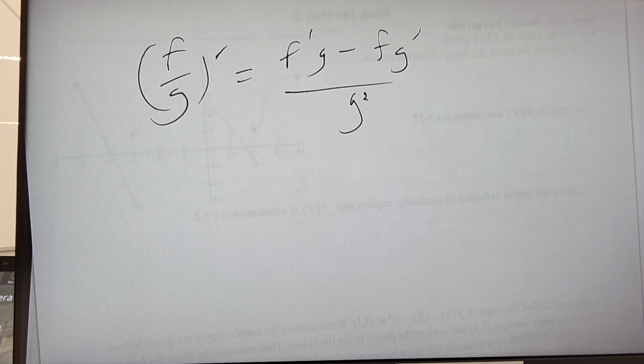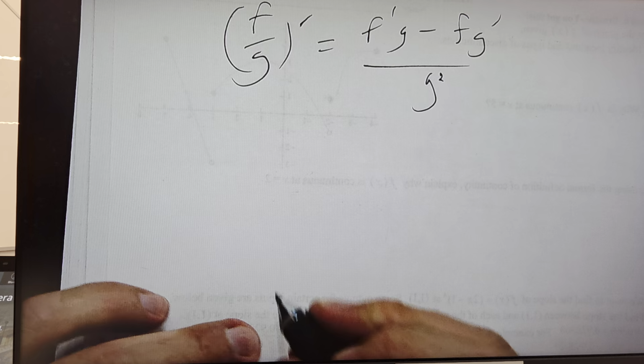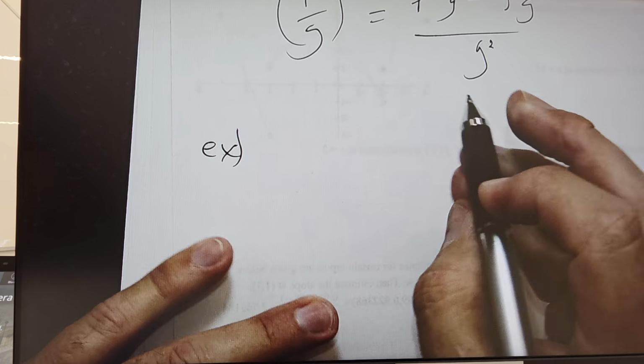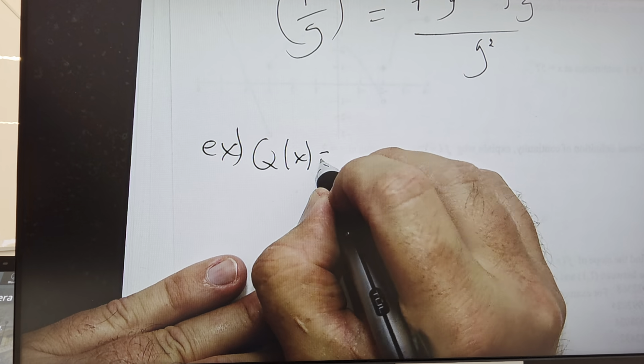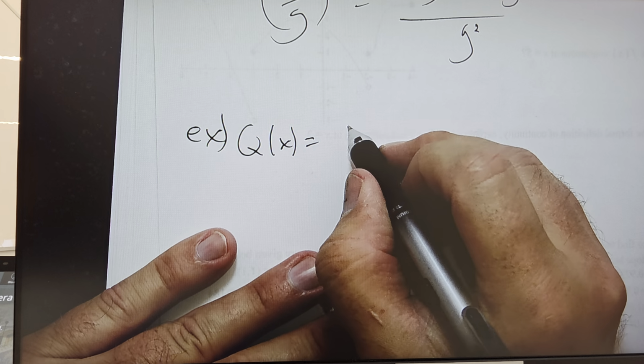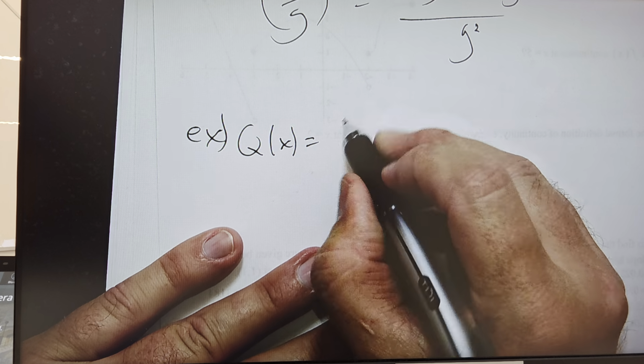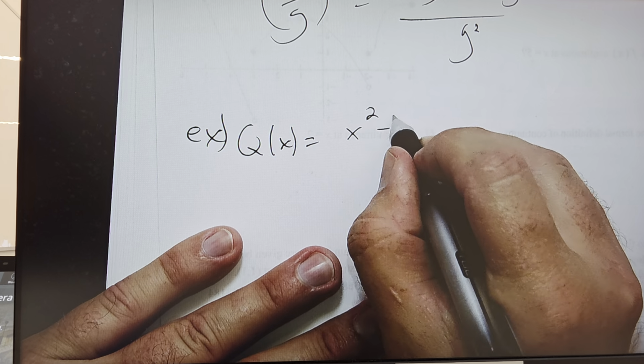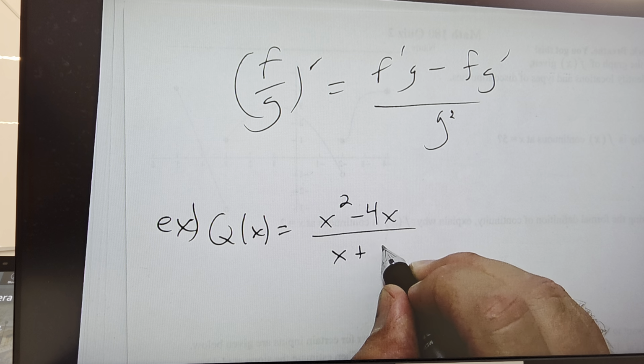Let's try one example, and then I'll ask you guys what you want to do. Can you show the quotient rule here? Sure, just this here. There we go.